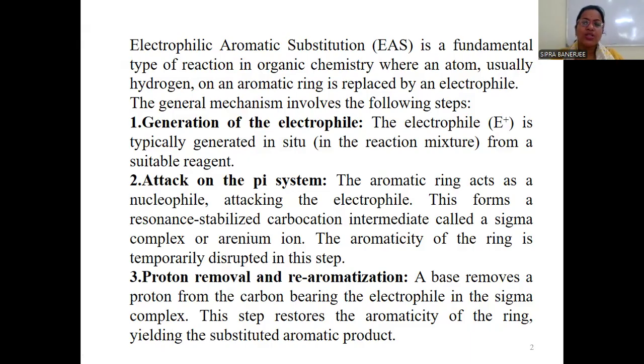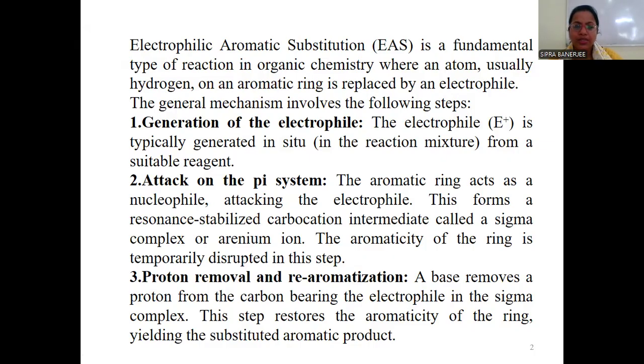This forms a resonance stabilized carbocation intermediate called a sigma complex or arenium ion. So the electrophile and the reactant will form a carbocation. The aromaticity of the ring is temporarily disrupted in this step. As a result, whenever the electrophile acts on the aromatic ring, their aromaticity will be somewhat disrupted.